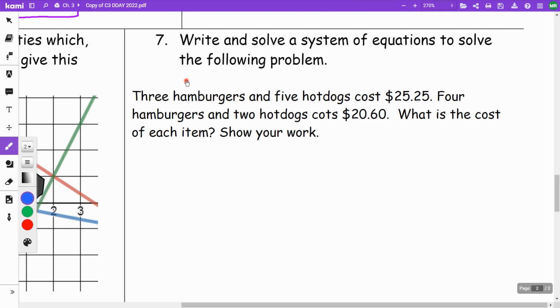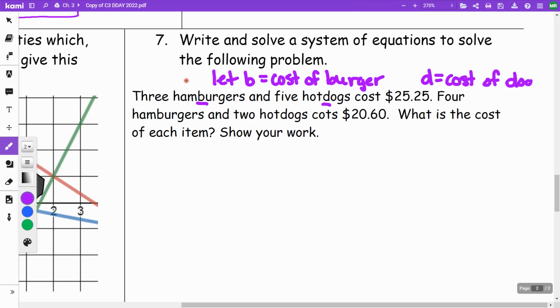I can't use H for, usually I like to use a letter that is in the word, but I can't use H because they're both H's. So I'm going to use B and D. Okay. Burgers and dogs. So I'm going to let B equal the cost of a burger. And I am going to let D equal the cost of a hot dog.